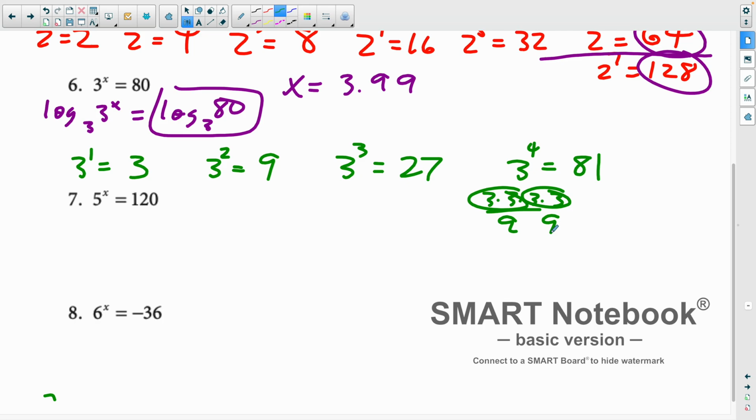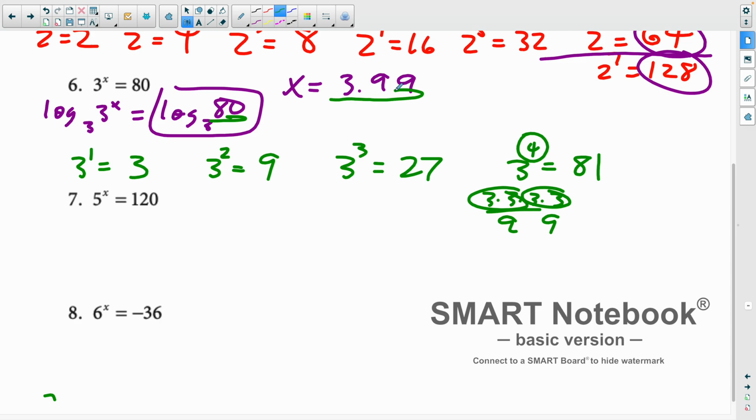All right? It goes over 80. Now, here's the deal. If it's exactly 81, then the exponent would be 4. But am I 81? No, but I'm really close, right? And so what is my exponent? Well, it's really close to the 4 that it should be. So you can see how we can do this by hand.